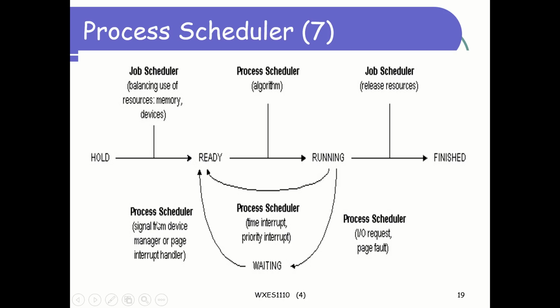So the process scheduler, when it has a signal from the device manager or page interrupt handler, any jobs will wait in the queue. Because the CPU has to execute much higher priority jobs, the current job will be in waiting and execute new jobs. And after waiting is finished, it's ready to be run, and then it runs and then it finishes. So this is a process scheduler input output request or page fault.